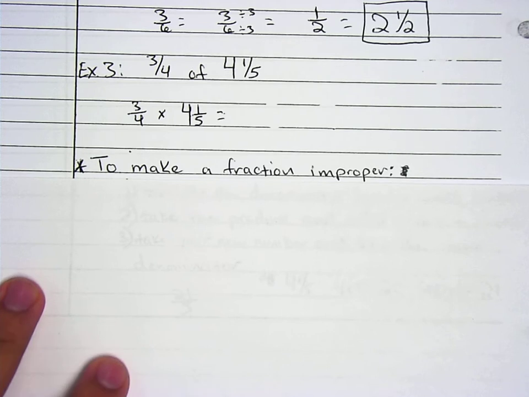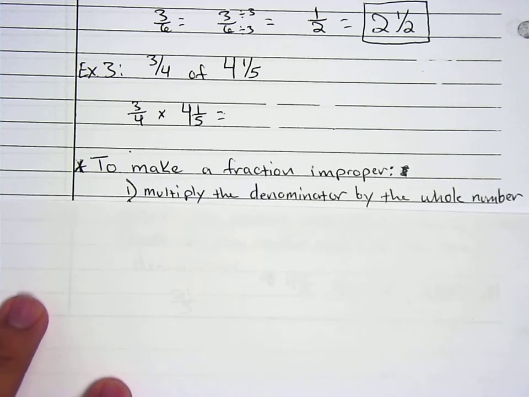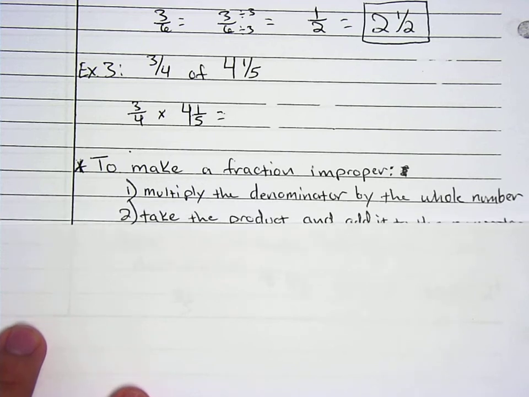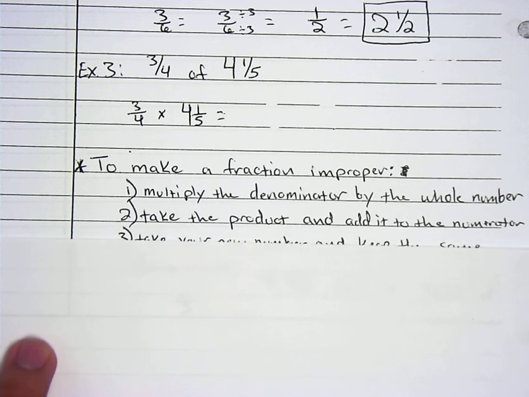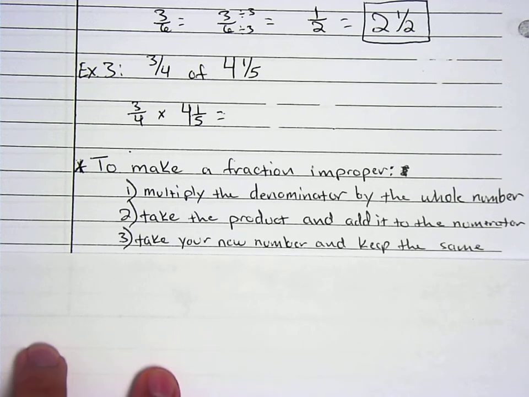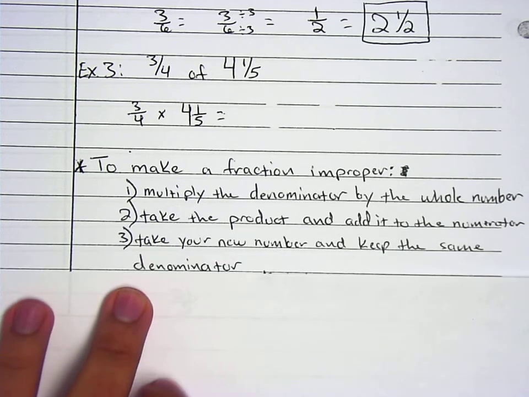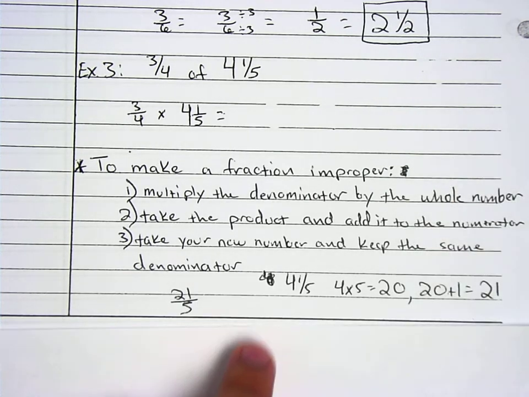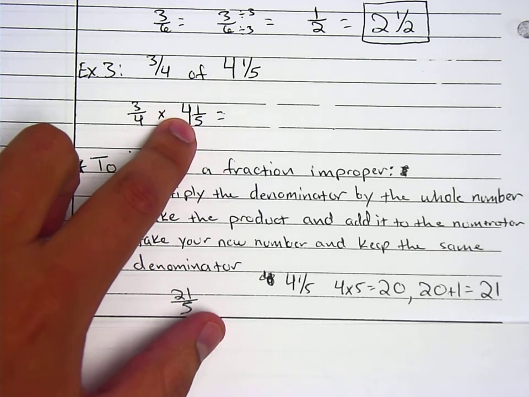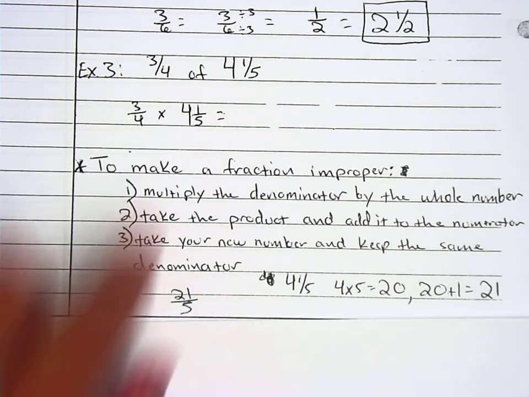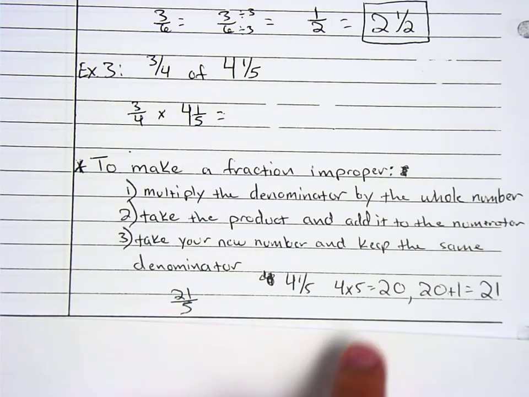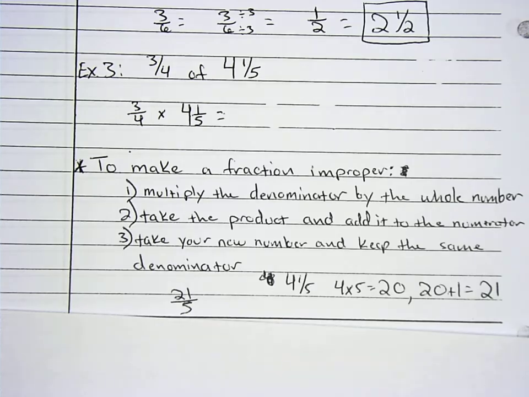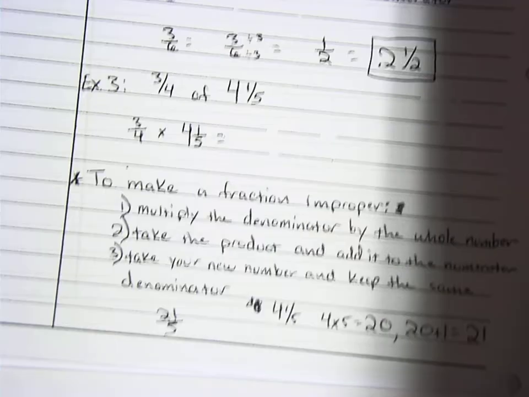To make a fraction improper, step 1, we multiply the denominator by our whole number. Step 2 says take the product and add it to the numerator. And finally, take your new number and keep the same denominator. Again, if you didn't follow, it's 4 times 5 plus 1, which gives us 21 over 5. Now we're ready to work with our multiplication problem.